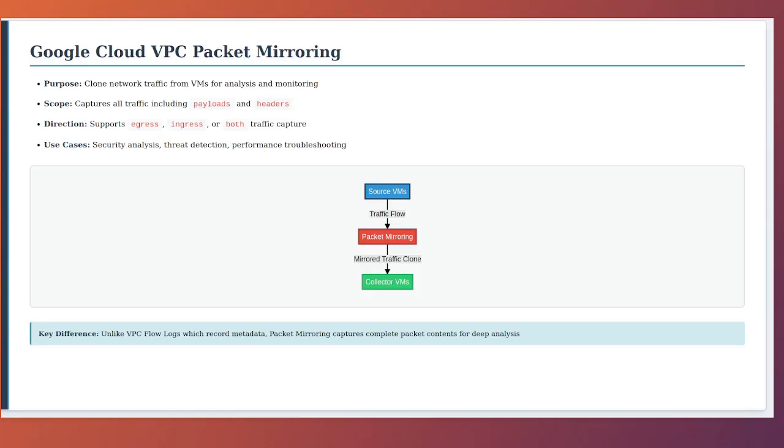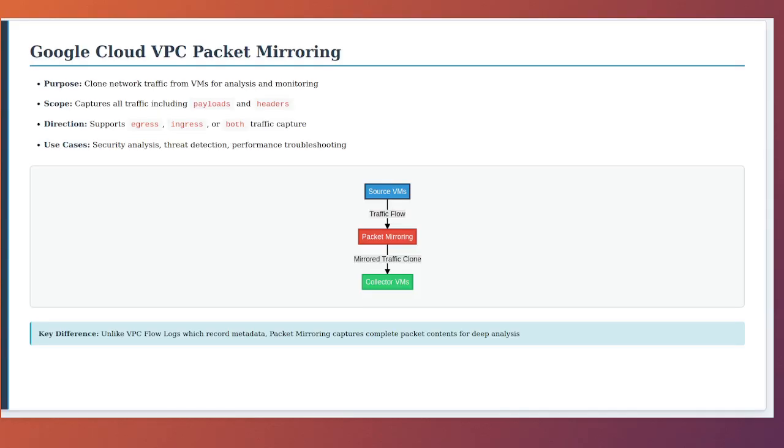Think of packet mirroring as installing a security camera system for your network traffic. Just as security cameras capture everything happening in a physical space, packet mirroring captures all the data flowing through your virtual machines. This is incredibly valuable for security teams who need to detect threats that might span multiple packets, or for network engineers troubleshooting subtle performance issues that wouldn't show up in standard logs.